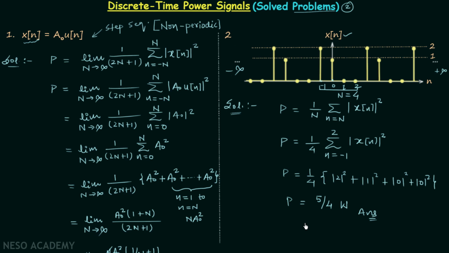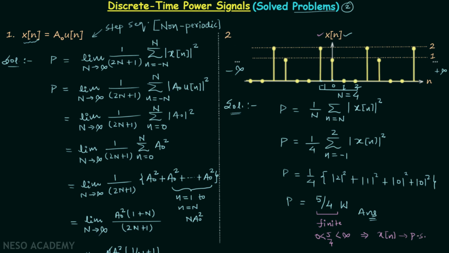And you can see that the average power is a finite value. It is less than infinity but greater than 0. And this implies the signal we are having here, x[n], is a power signal.